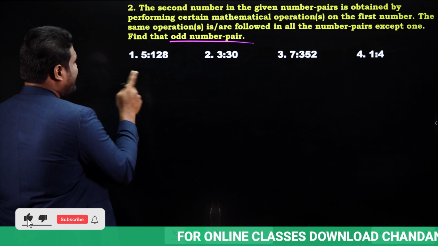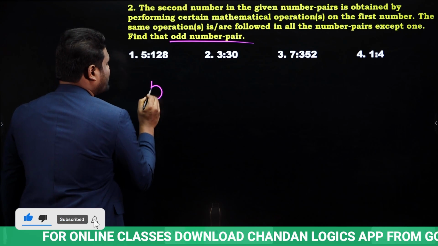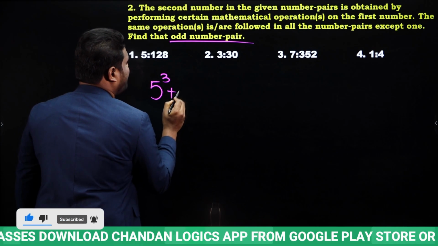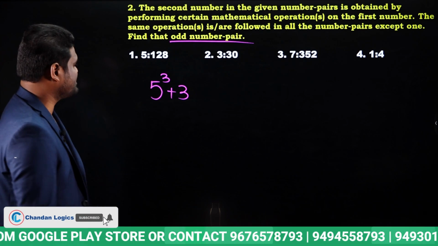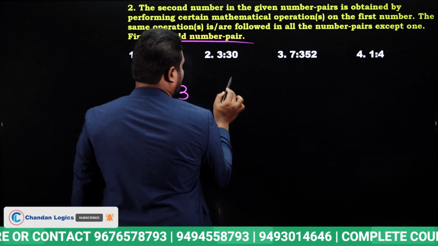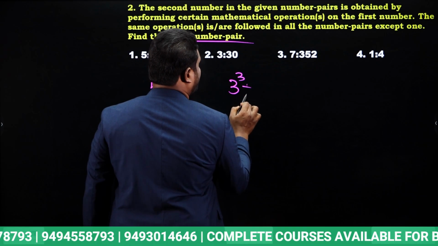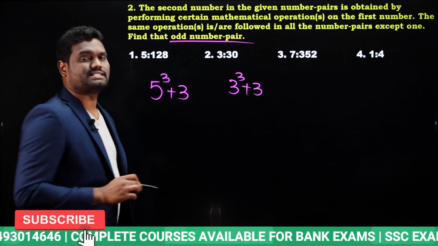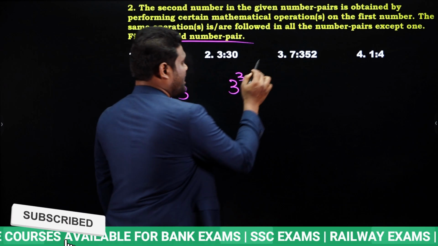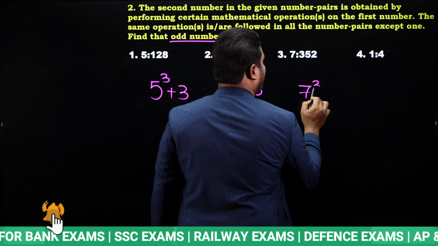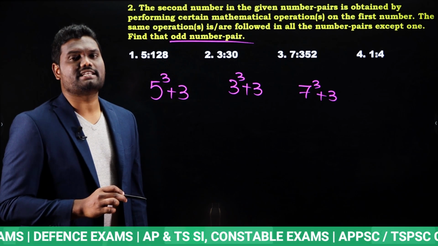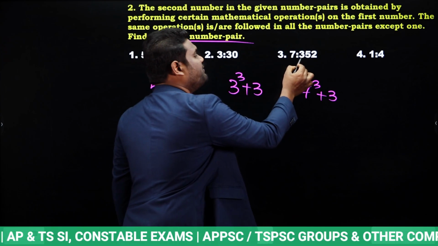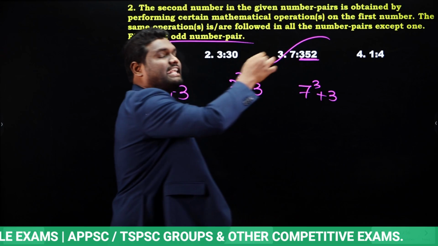Now look here, 5, 128. I can write 128 as 5 cube plus 3. 5 cube is 125, and 125 plus 3 is 128. Next, 3 cube plus 3. 3 cube is 27, and 27 plus 3 is 30. Next, here 7 cube plus 3. 7 cube is 343, and 343 plus 3 is 346. But here it is 352, which means this is a different one.